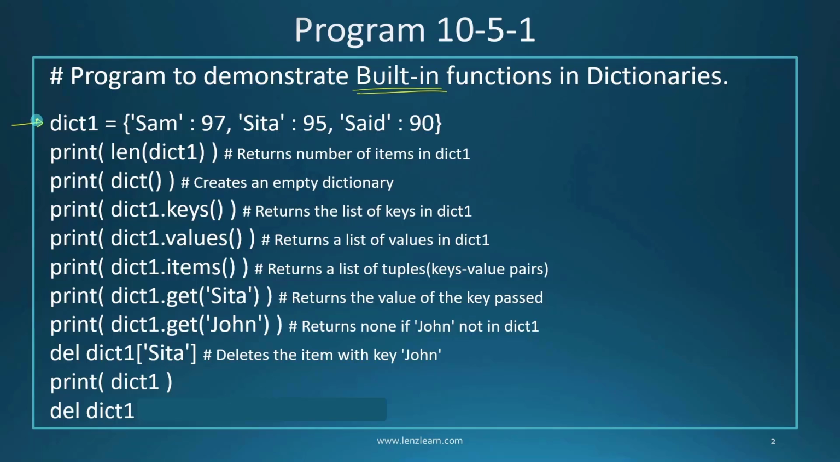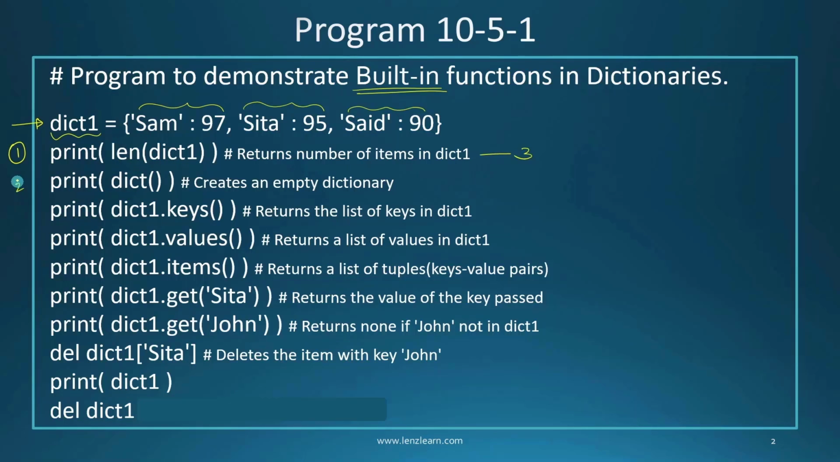In the first statement, I have created a new dictionary with variable dict1 and stored 3 student records inside it for Sam, Sita and Said. Now in the first print statement, I am trying to print the length of dict1. So len will check how many items are there inside the dictionary. Sam 97 is the first item, Sita 95 is the second item, Said 90 is the third item. So this print statement will give the result as 3 because dict1 has 3 items inside it. That is the length of dict1.